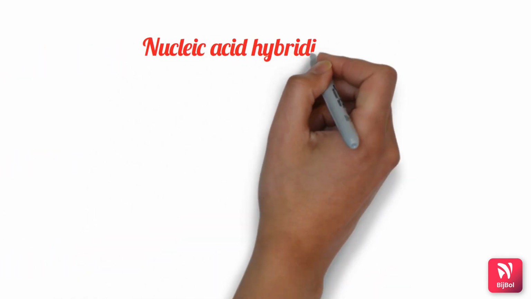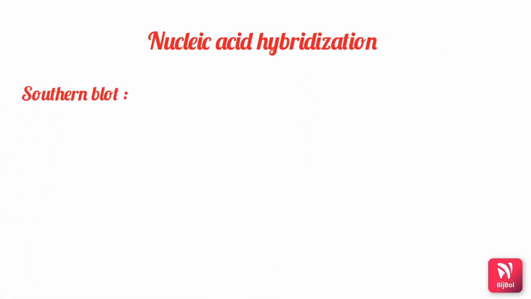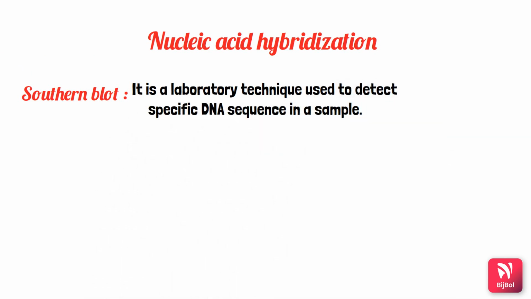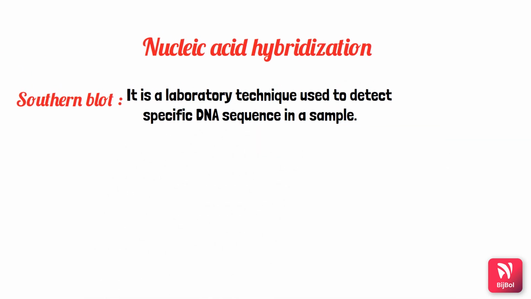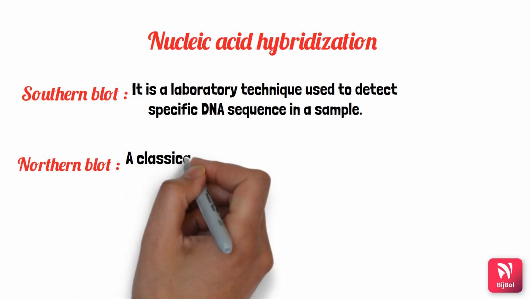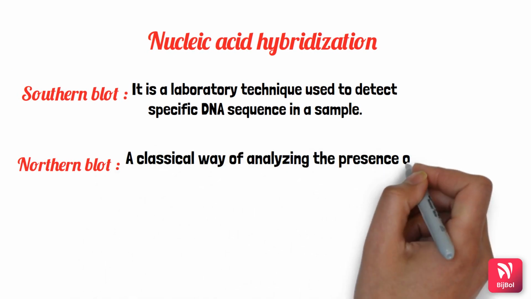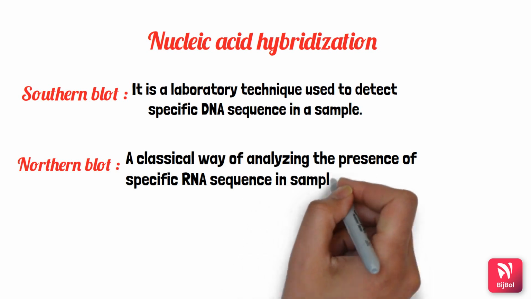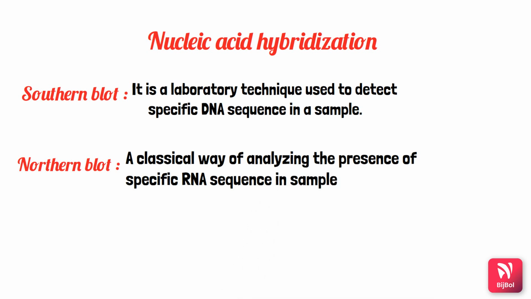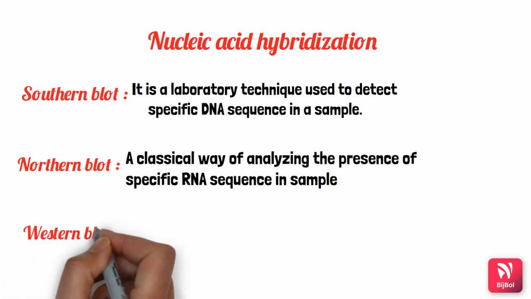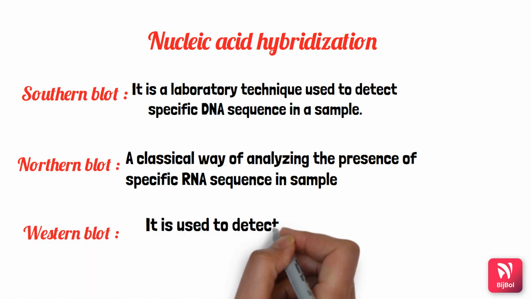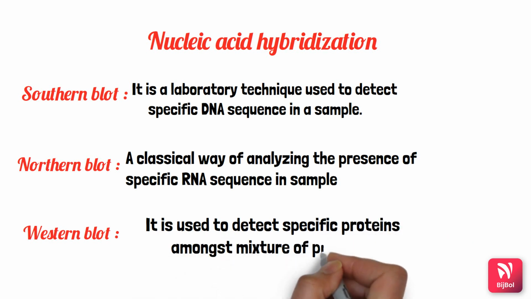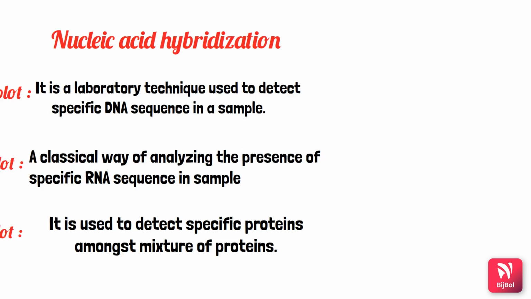Next is nucleic acid hybridization. Under nucleic acid hybridization, we have Southern blot, Northern blot and Western blot. Southern blot is a technique used to detect a specific DNA sequence in a sample. Northern blot is a classical way of analyzing the presence of a specific RNA sequence in the sample. Southern blot is used for DNA sequence. Northern blot is used for RNA sequence. Please know this difference. What is Western blot now? It is used to detect specific proteins amongst a mixture of proteins. So Western blot is used to detect specific proteins.